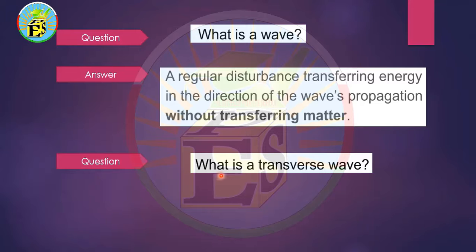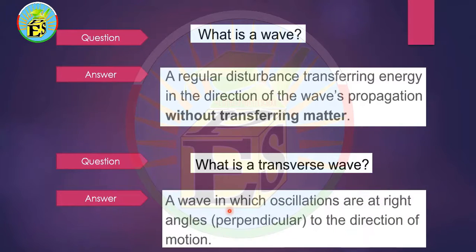Next question: what is a transverse wave? We differentiate between two mechanical waves, transverse wave and longitudinal wave, by the direction of propagation of the particles of the medium and the direction of the wave motion. A transverse wave is a wave in which oscillations are at right angles, perpendicular, to the direction of motion, so the particles of the medium will move perpendicular to the direction of the motion of the wave.